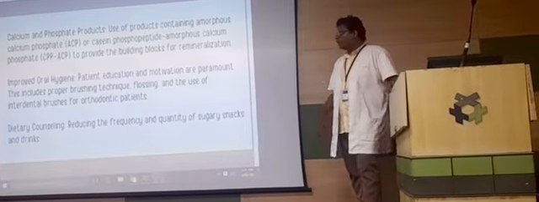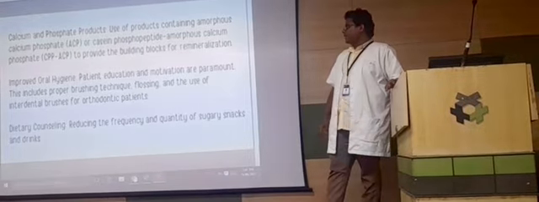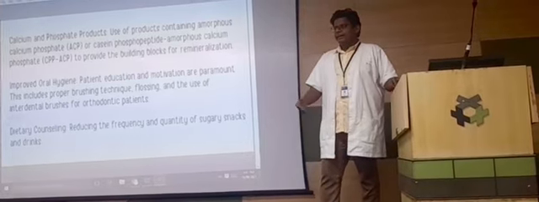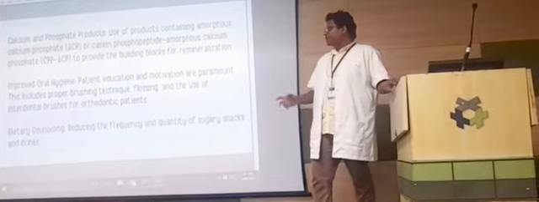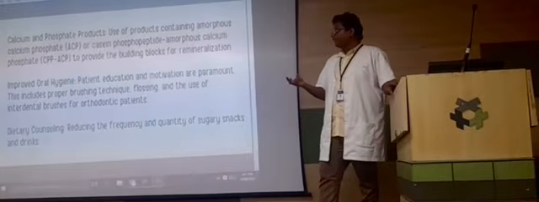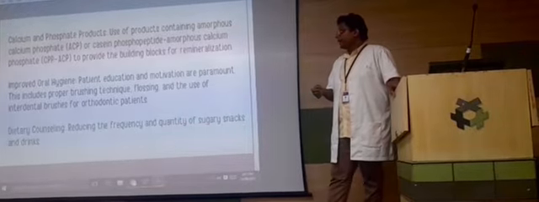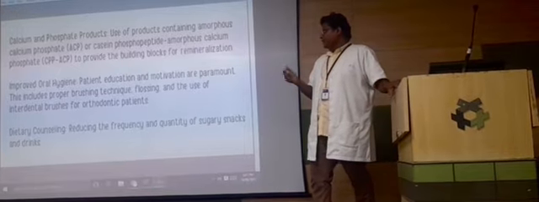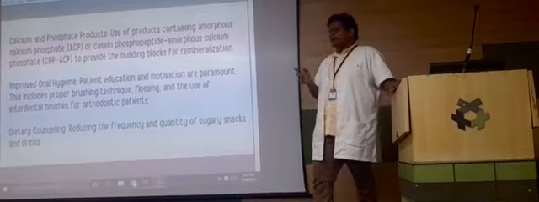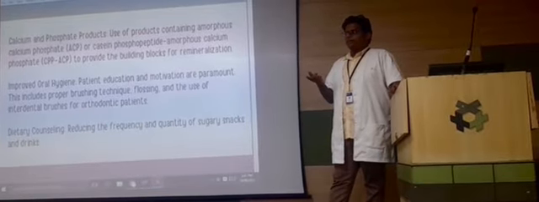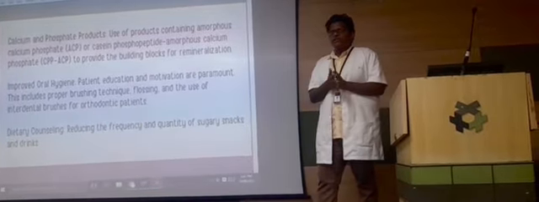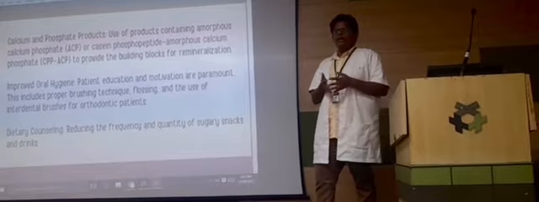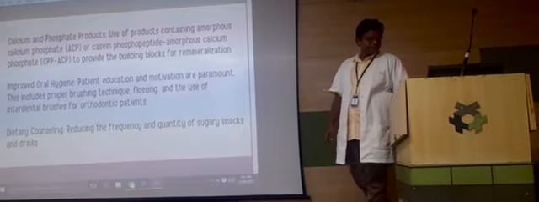Next is improved oral hygiene. Patient education and motivation are of paramount importance in preventing and controlling the white spot lesion. This includes proper brushing technique, flossing, and the use of interdental brushes for orthodontic patients. Coming to dietary counseling, reducing the frequency and quantity of sugary snacks and drinks, and consumption of sugary foods before bed is also restricted.